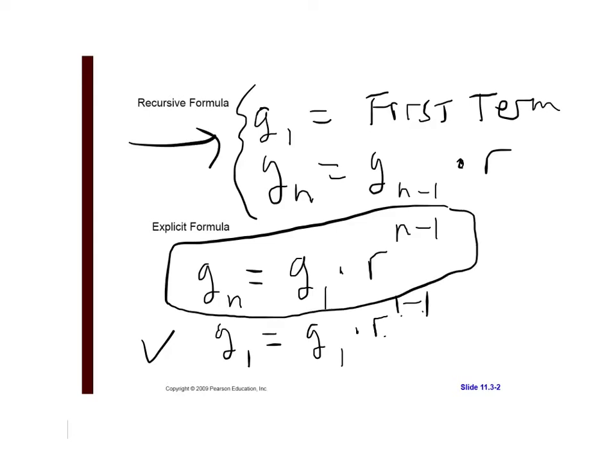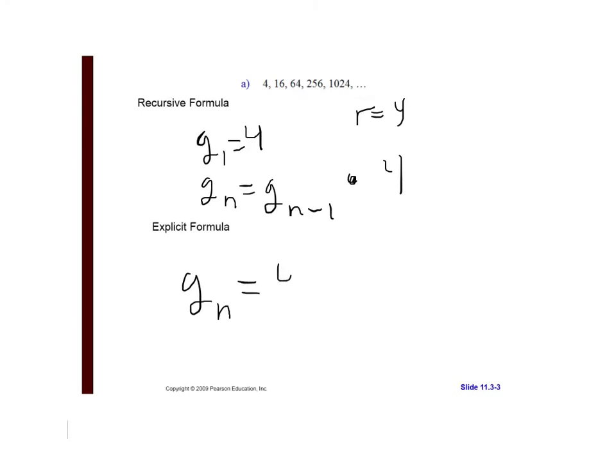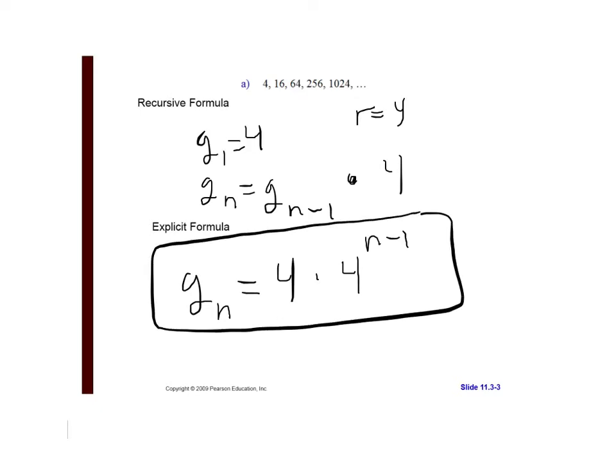Here's your recursive formula. So to use that very first sequence that we found, we knew that r was 4. To write the recursive formula, the first term is this 4, and to get the next term, I take the previous term and multiply by 4. So the explicit formula for this sequence would be the first term, 4, times the common ratio of 4 to the n minus 1. And I could use parentheses here if I wanted to.